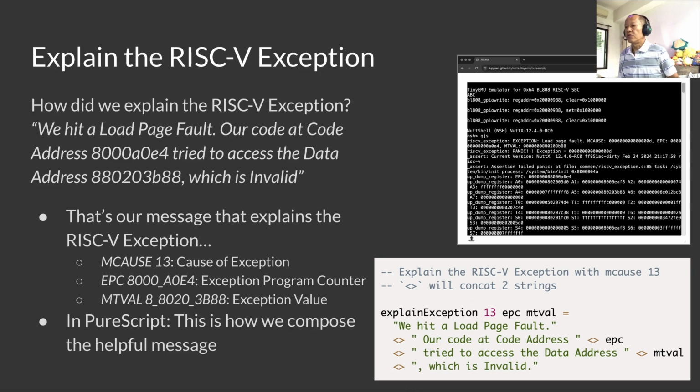That is why we wrote a script to explain the RISC-V exception in friendly words and in the correct context. We hit a load page fault, our code at this address tried to access this data address, which is invalid, and it failed. This is how we coded it in PureScript. We explain RISC-V exception 13 with this EPC exception program counter and this MTVal exception value. Our PureScript code will concatenate these strings and values together with this double arrow thingy that looks like a diamond.